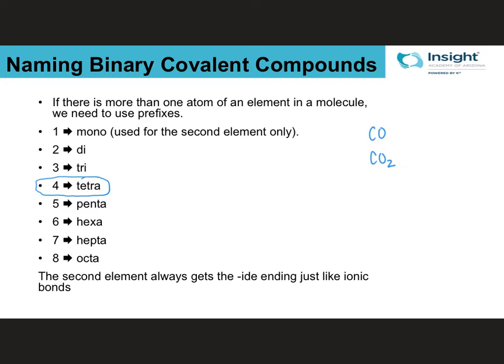And then, honestly, you pretty much use these all the time to tell the number. The only exception, the only time you leave off a prefix, is if the first element is singular. So both of these are carbon without a prefix, monoxide, which means one oxygen, and carbon dioxide.